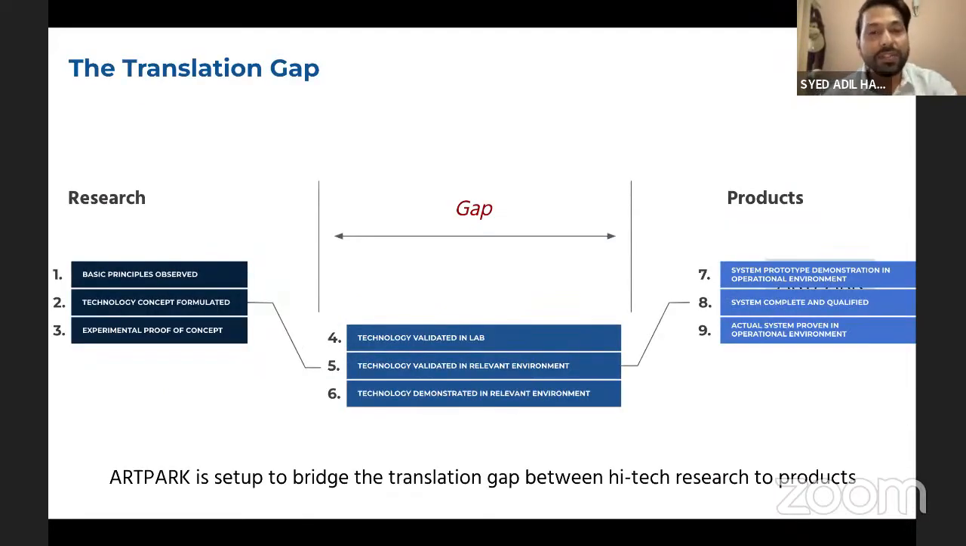The reason Art Park exists is that between research and products coming to market, there is a translation gap. At technology readiness levels 4, 5, and 6, people are doing basic principle observation of the technology readiness at the research level. But when it goes to translation, there is a huge gap we found between academia and the finished product. We are trying to bridge this gap, at technology readiness levels 4, 5, and 6, which is our primary focus.